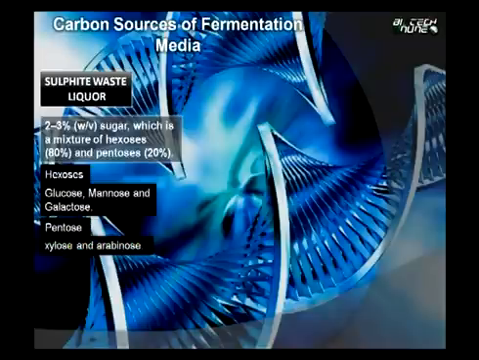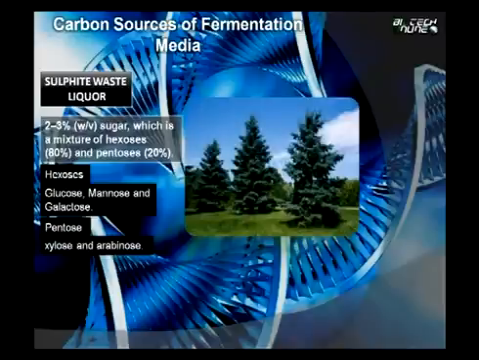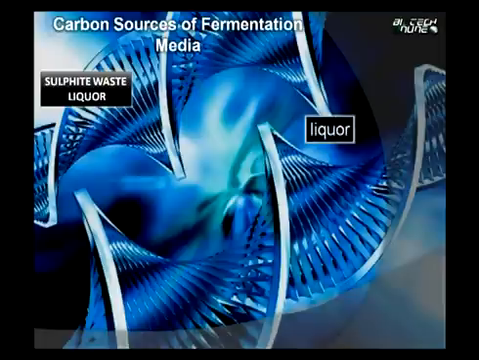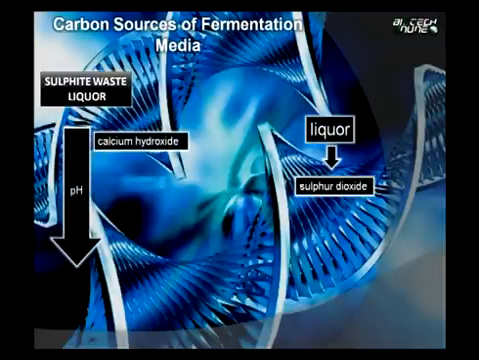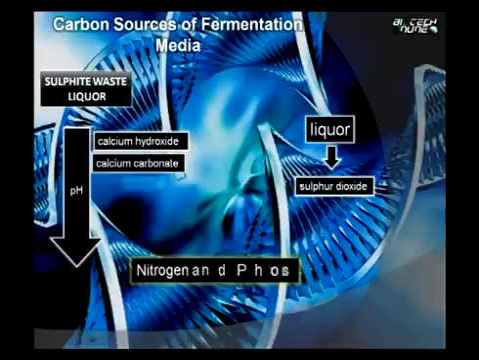Those liquors derived from deciduous trees contain mainly pentoses. Usually the liquor requires processing before use as it contains sulfur dioxide. The low pH is adjusted with calcium hydroxide, or calcium carbonate. And these liquors are supplemented with sources of nitrogen and phosphorus.